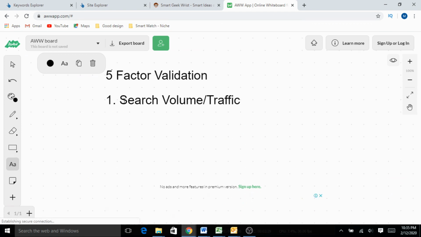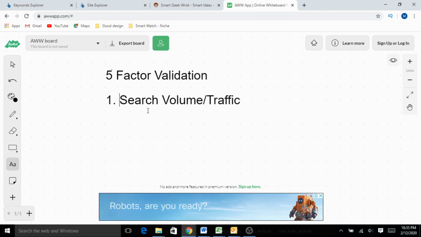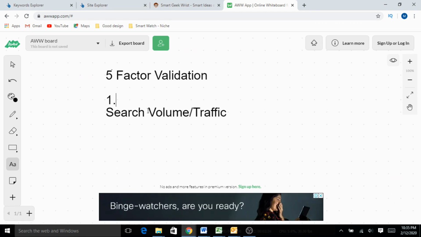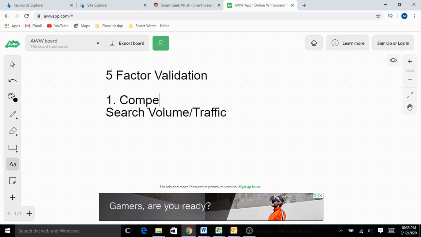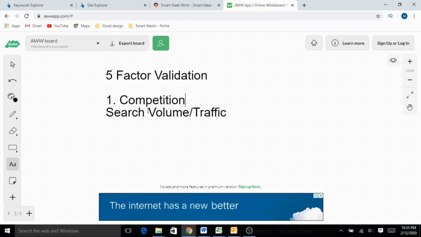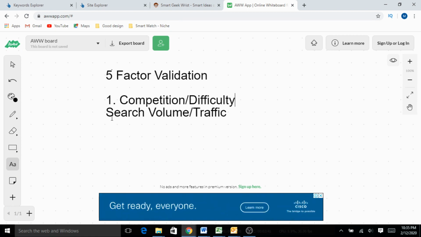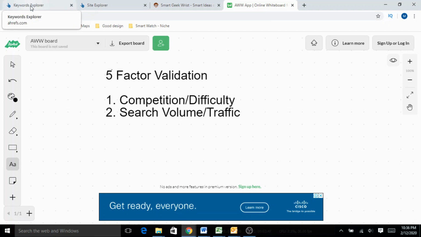Typically this is actually the second parameter that I normally validate. The first factor would be competition or difficulty. The second factor is search volume. We'll come to that. So let's look at competition and difficulty, the first factor.